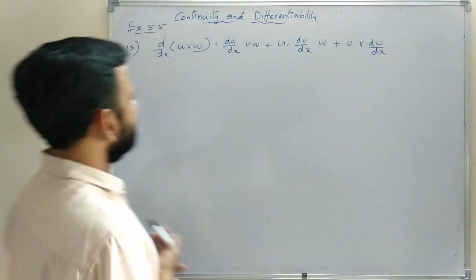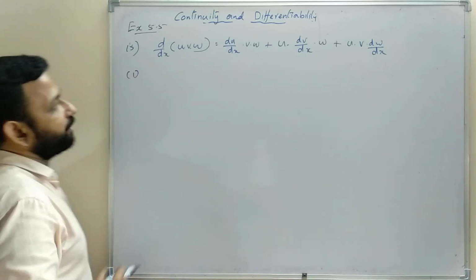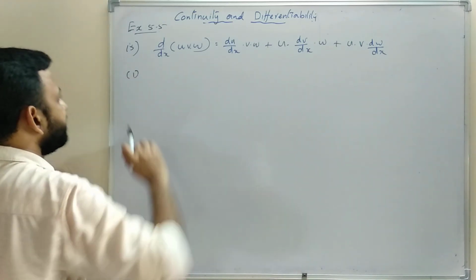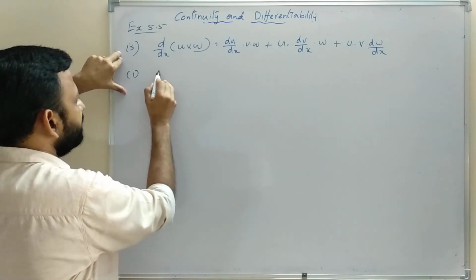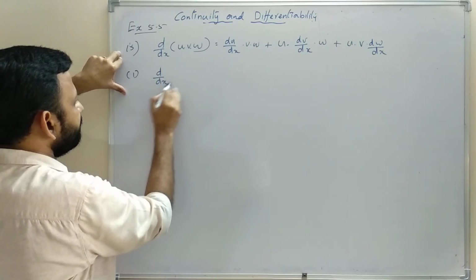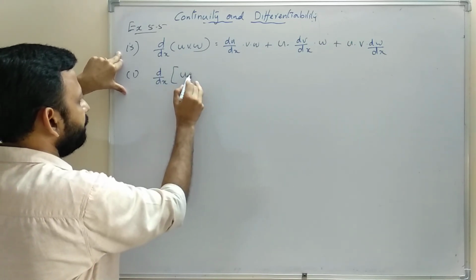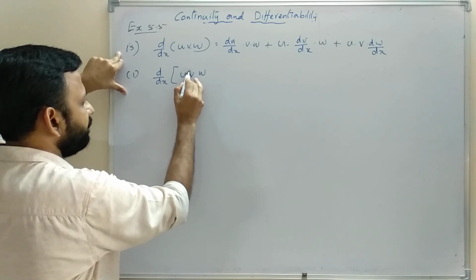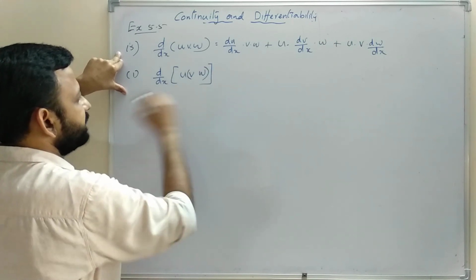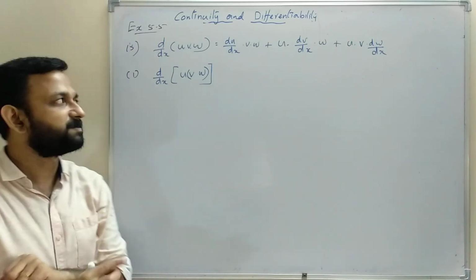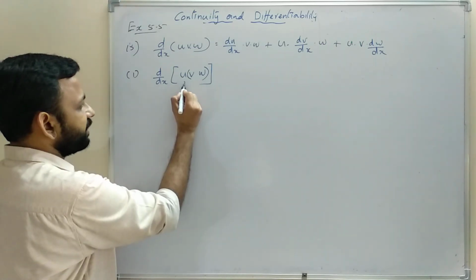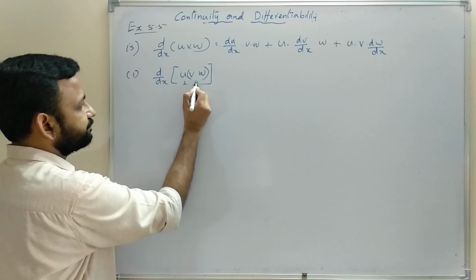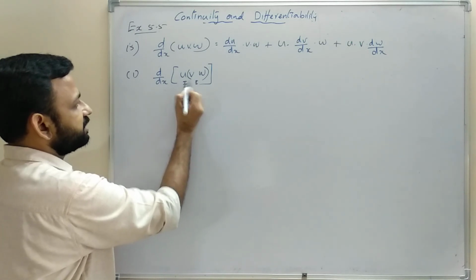First method is a repeated application of product rule. So d by dx of u, v, w. We can take u in one bracket and vw in another, or uv in one bracket, and we will take this one as first function and this one as second function.